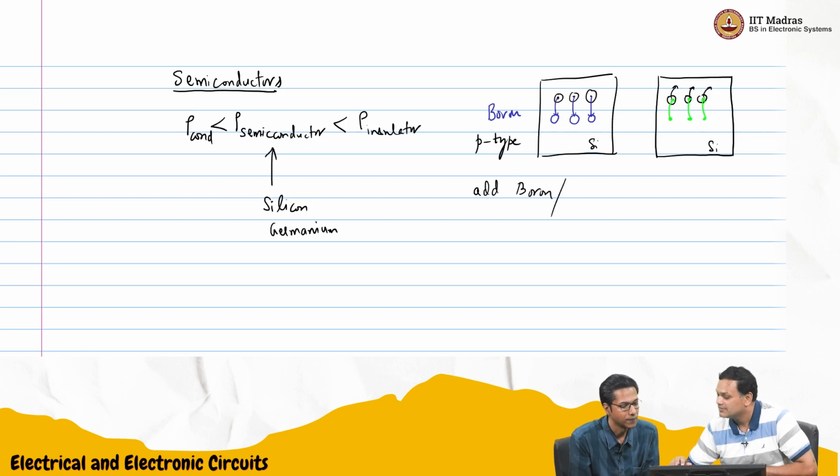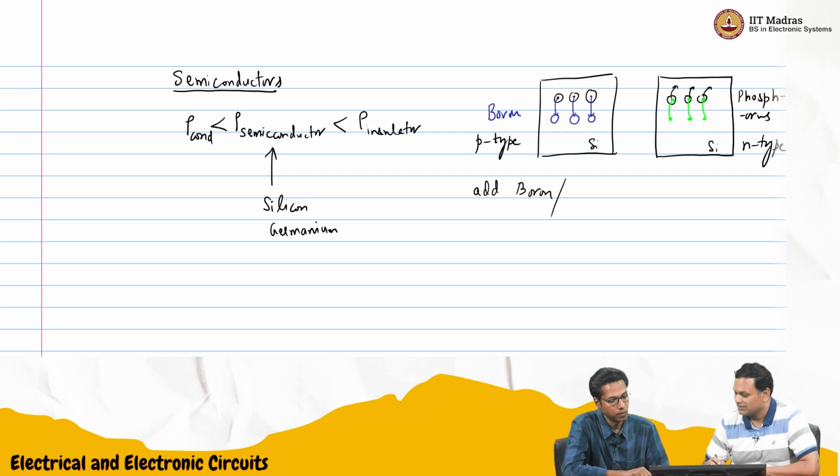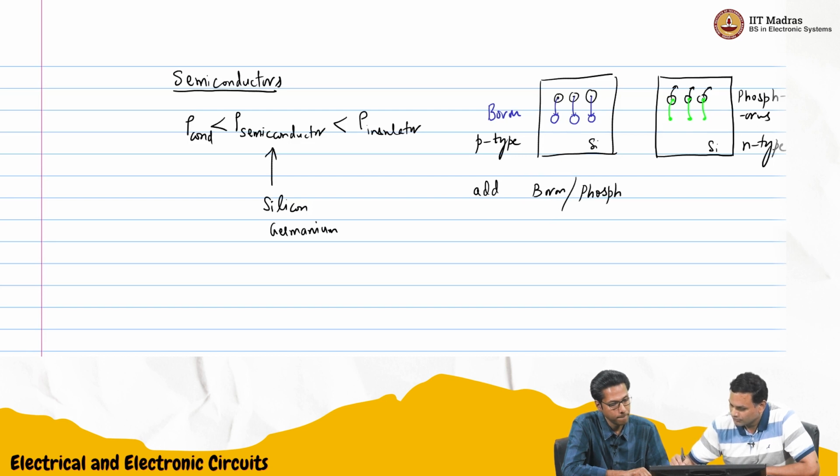I'll just finish this. This will be phosphorus, let us say. And this will give you N-type, because you have more number of electrons. So if you add boron or phosphorus, this process is called doping.